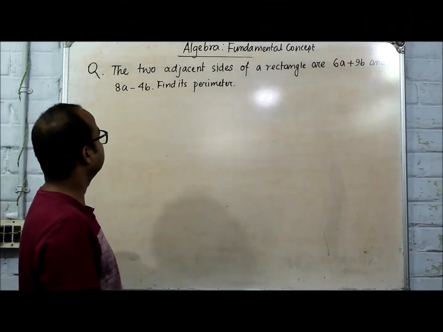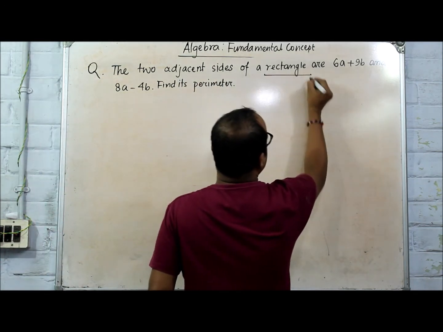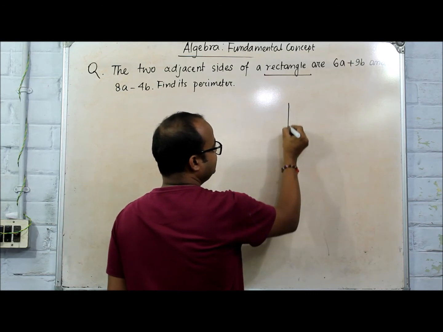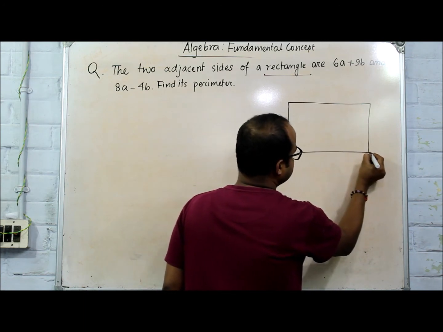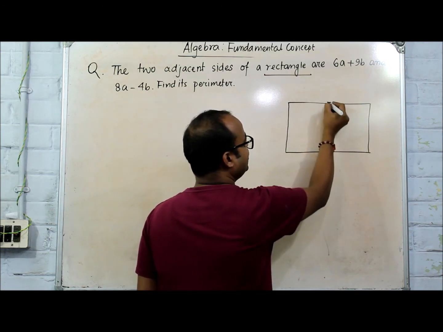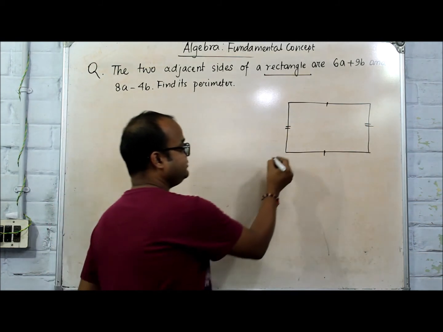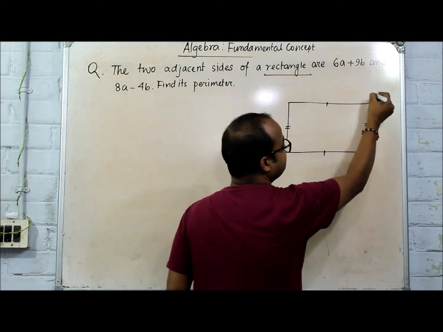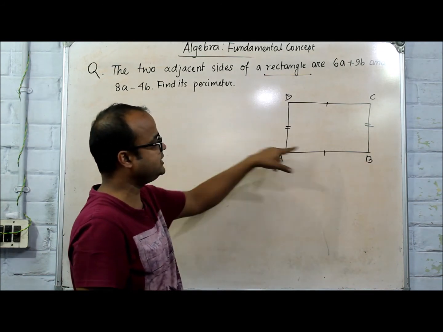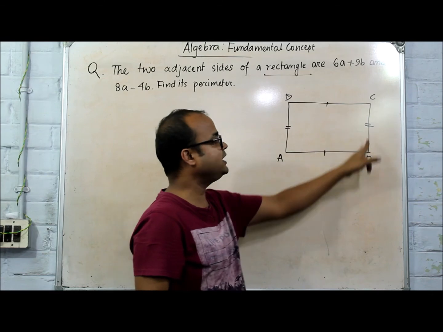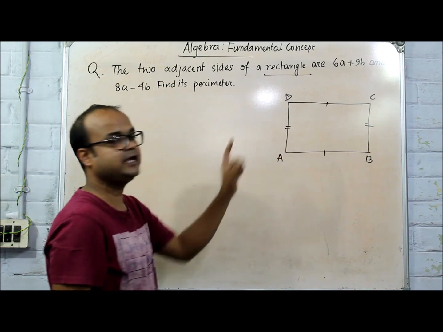Now let us discuss this problem. The two adjacent sides of a rectangle. For your explanation, if you draw a rectangle, rectangle means opposite sides are equal. So two adjacent sides means suppose ABCD is a rectangle. So AB and AD are adjacent sides. AB and BC are adjacent sides. BC and CD are adjacent sides, or DC and DA are adjacent sides.